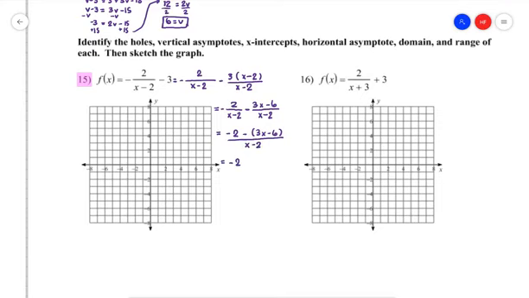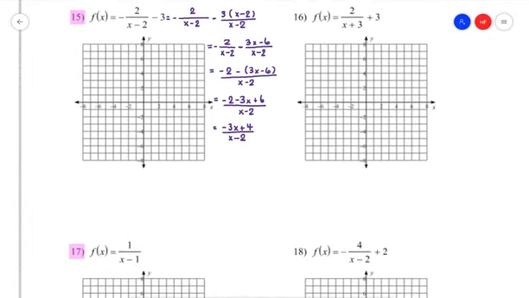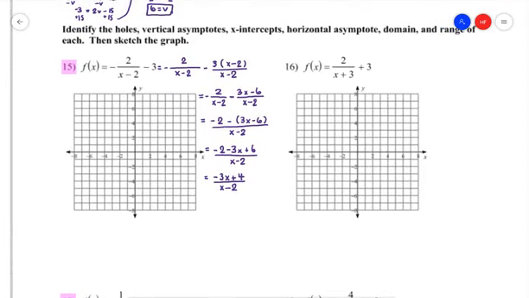Distribute. We've got minus 3x, and plus 6 over x minus 2. Negative 3x plus 4 over x minus 2. So then we need to check if anything's going to cancel out top and bottom, but I can't factor on the top, so nothing's going to create a hole.